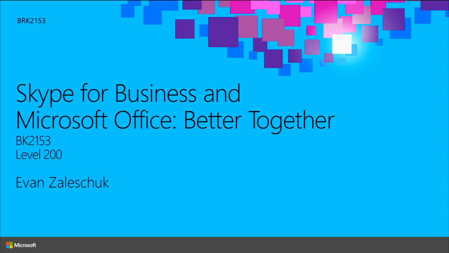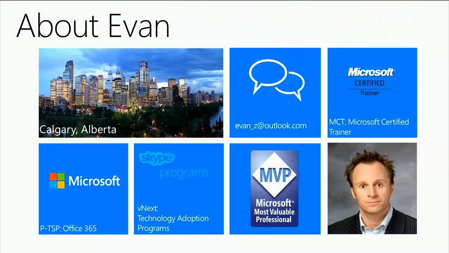We're going to talk today about Skype for Business and Microsoft Office Better Together. This is breakout session 2153, and it's a level 200 session. For those of you that may not be familiar with how Microsoft does the levels of sessions, we go level 100, 200, 300, and 400, where level 300 and 400 are much more technical deep dives. At level 200, what we're doing here today is talking to you about the integration of these products. We're going to get into a lot of demonstration of how these products work.